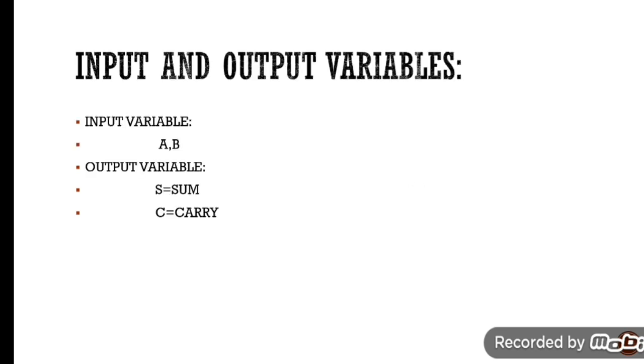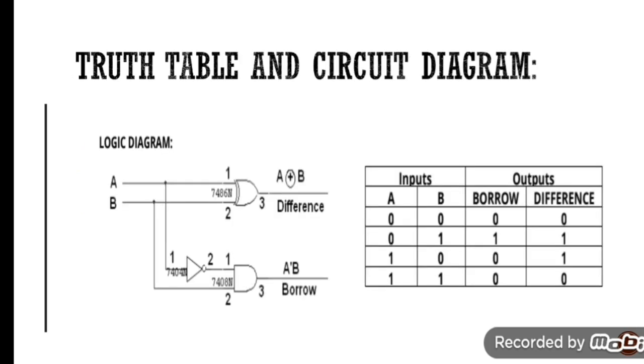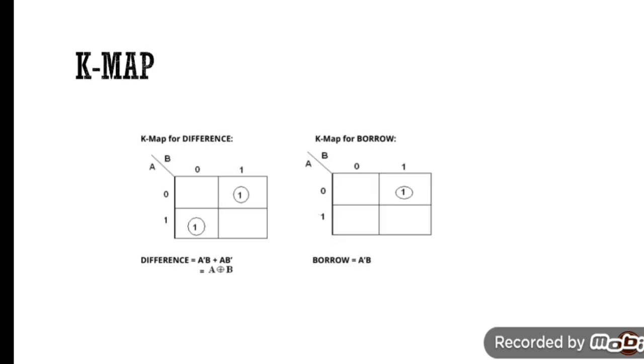Input and output variables. The input variables are A, B and the output variables are S equal to sum and C equal to carry. And this is the truth table and the circuit diagram. When you give the inputs as 0 and 0, the borrow is 0 and the difference is 0. When you give the input as 0 and 1, the borrow is 1 and the difference is 1. When you give 1 and 0, the borrow is 0 and the difference is 1. And when you give the input as 1 and 1, the borrow is 0 and the difference is 0. And this is the K map.